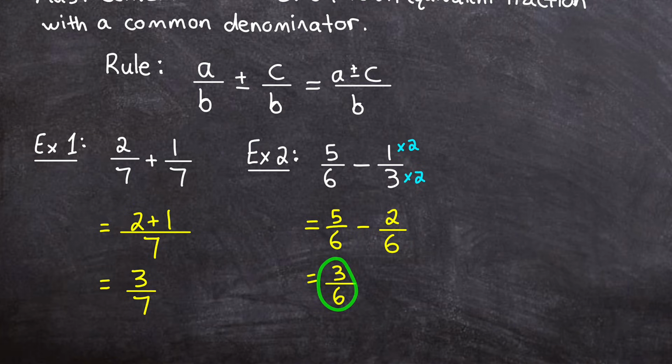And then this fraction reduces. 3 divides evenly into both 3 and 6. So I'll divide the top and bottom of this fraction by 3, and that would equal 3 divided by 3 is 1, and 6 divided by 3 is 2.